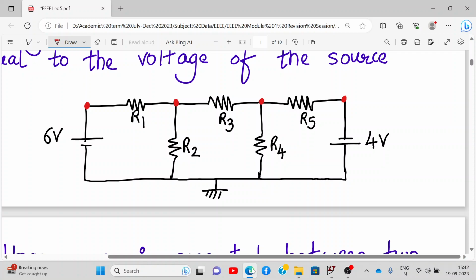The next step, once we define the nodes, is to define the variables on these nodes. So this is, let's say, V1, V2, V3, V4. This is my node number 1, node number 2, node number 3 and node number 4. Also we need to define the ground node. All these points over here are connected, are one and the same node. So this is my reference node.